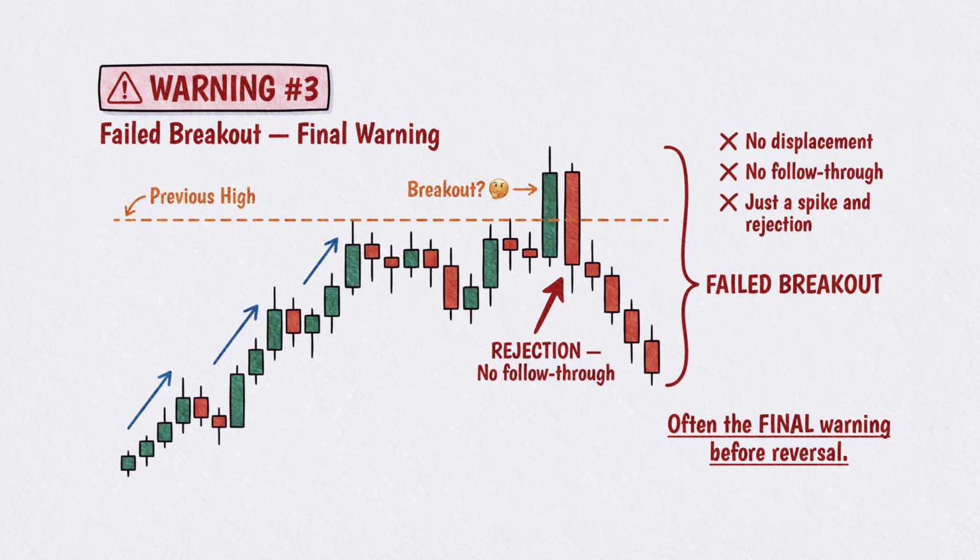Price pushes above the previous high, but then immediately reverses. No follow-through, no displacement, just a spike and a rejection. This is often the final warning before a full reversal.